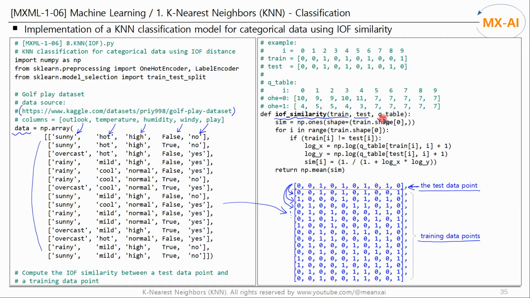The Q table is an occurrence frequency table generated using the training data points. The first column of this training data contains 10 zeros, and it contains 4 ones. We use this Q table to compute the IOF similarities between a test data point and a training data point, and return the average similarity.